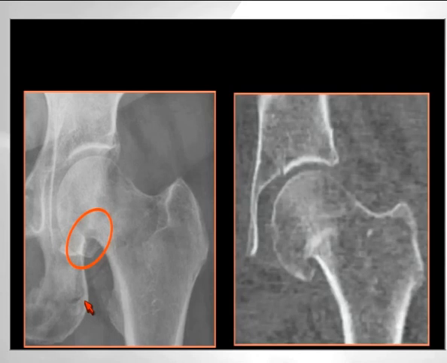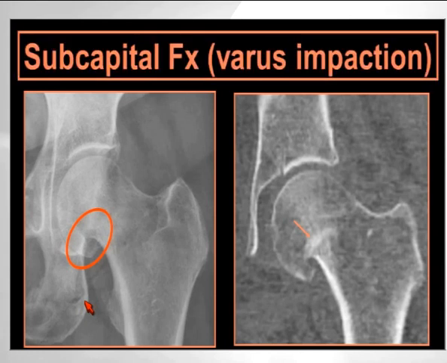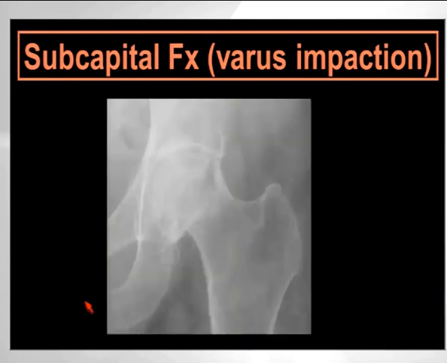So CT was done in this case, and there is a sclerotic line. And remember, these are impacted, incomplete fractures. So our eyes are used to looking for lucency, even on CT, and we tend to miss these fractures. So we are not looking for lucency when we are looking for impacted fractures. They would come as a sclerotic line. So this is varus impaction. These are less common than valgus, but again, look for those because they can get missed.